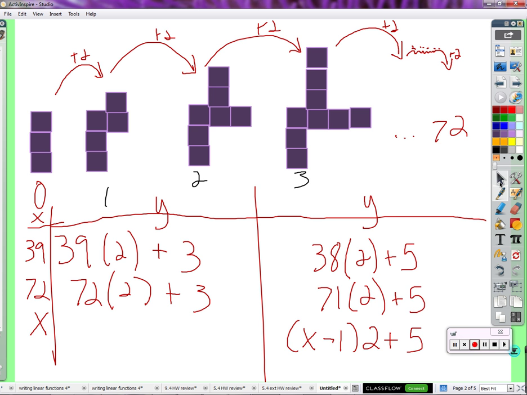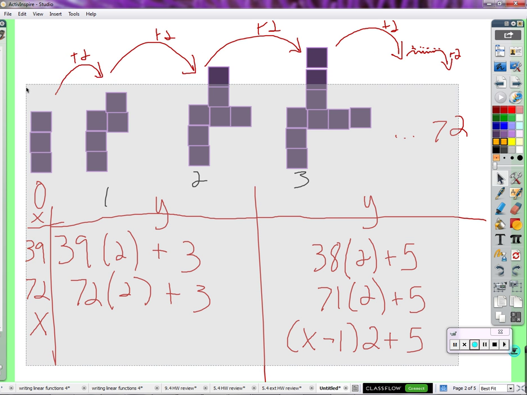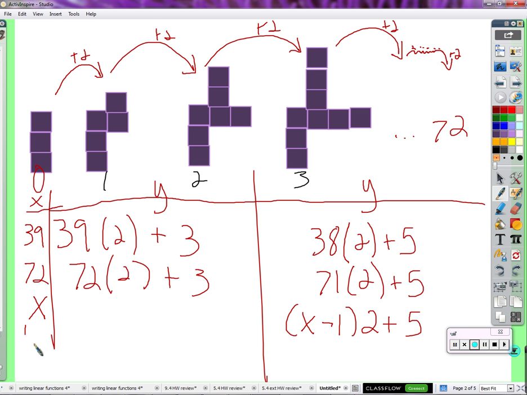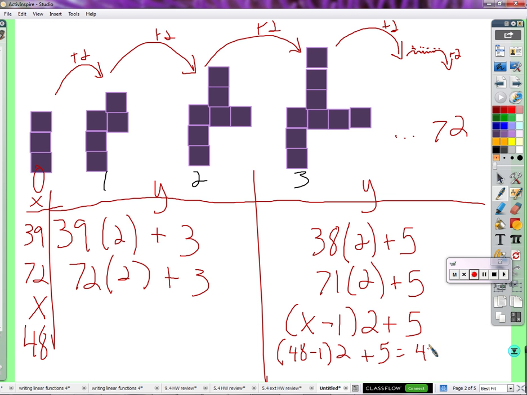Let's try that formula on. Let's try it out on figure 48. Well, if I use this formula, it's going to look like 48 minus 1, that number times 2, plus 5. Well, for 39, that number was a 38, and for 72, that number became a 71. What's 48 minus 1? 47. Does that follow the pattern that you have been using so far? Yeah. Times 2 plus 5. 47 times 2 plus 5. So the formula takes care of the taking one away part of it, right?